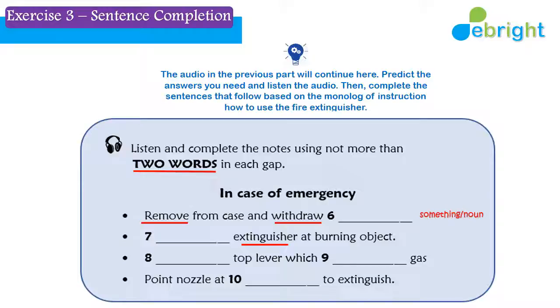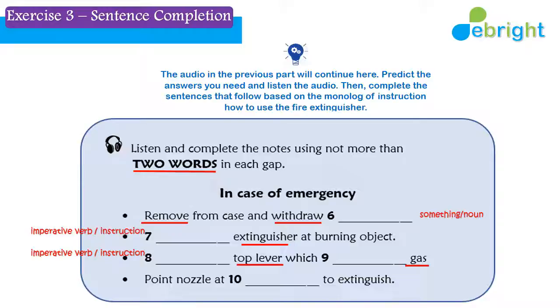So before you fill in number 7, you should know the keyword extinguisher over there. So whenever you listen for the word extinguisher or burning object, prepare to fill in number 7. So it's an imperative verb or instruction. And number 8, top lever. So before you fill in number 8, you should know the keyword top lever. So whenever you listen for the word top lever, you might prepare to fill in number 8 for an imperative verb or instruction. And then number 9, the keyword is gas, the word gas over there.